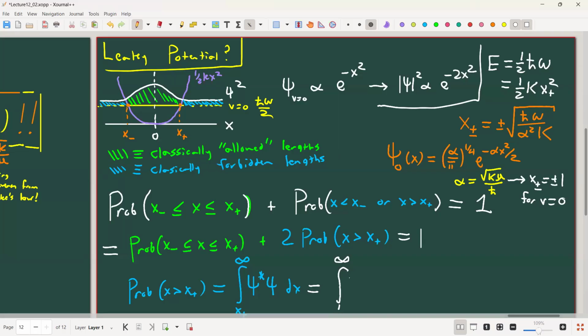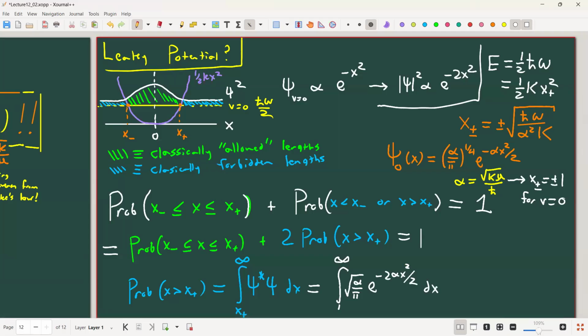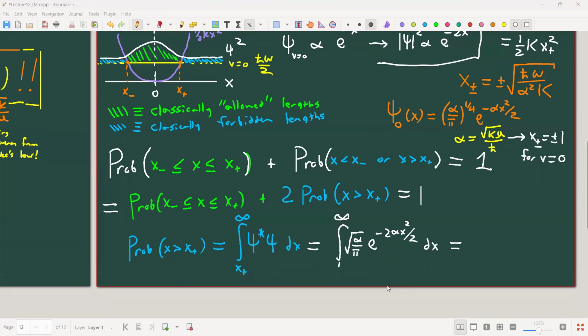And then we have psi squared. So that's going to be the square root of alpha over pi times e to the minus 2 alpha x squared over 2 dx. And this is equal to, I'm not gonna work out the math. Wait, if it's negative 2 alpha x squared over 2, then wouldn't that make it negative alpha x squared? The 2's would cancel each other out. Sure. Yes, I agree with that completely. Yeah, that's fine.